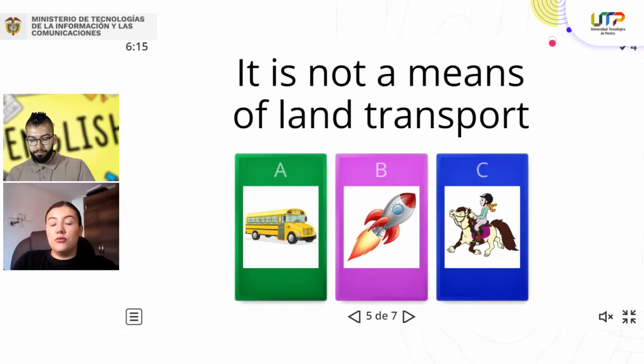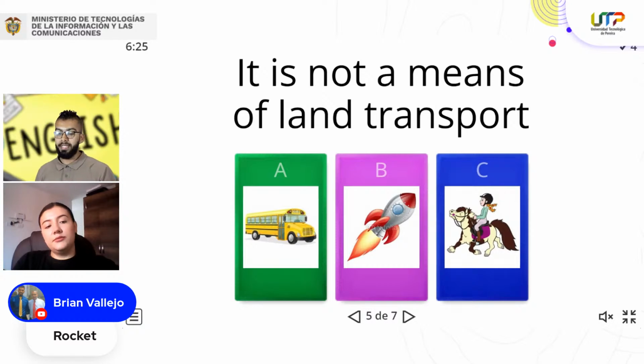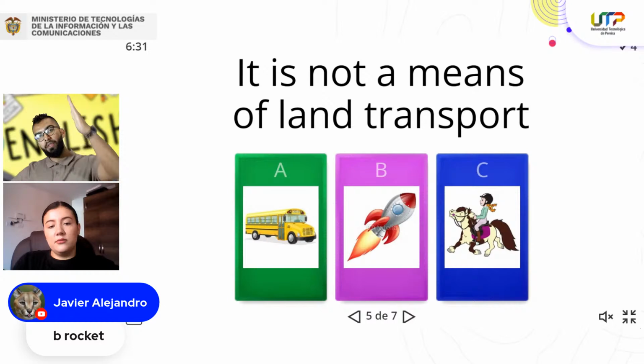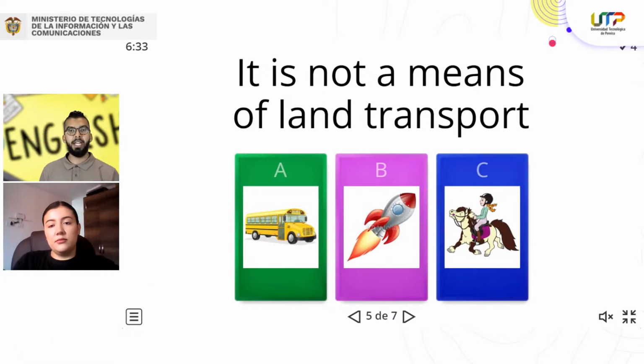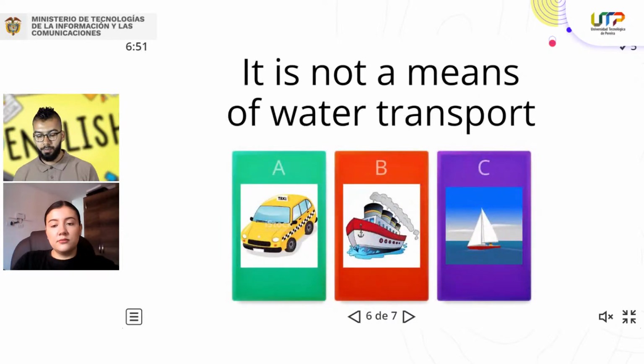We got a student who wrote it correctly, yeah? And it was Javier. He says B, rocket. Exactly. That's correct. The rocket is not a means of land transportation, right? It moves through the air, in the outer space. But the options A and C are means of land transportation. We have the bus and we have the horse, all right? Very good. So the correct answer is B.